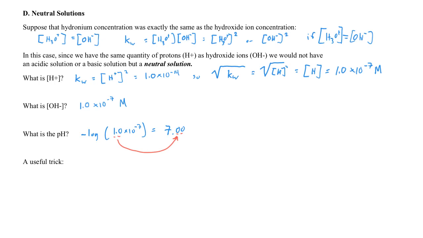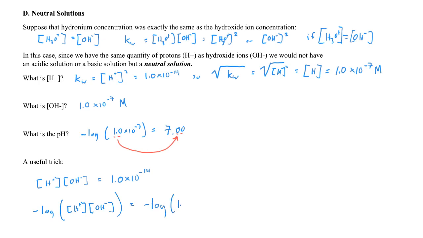So let's take a look at another useful trick for pH calculations. This one's based on the fact that we know that hydronium and hydroxide ion concentrations, when multiplied together, give us this 1.0 times 10 to the minus 14. A useful relationship comes out of this if we take the negative logarithms of both sides. So we take the negative log of the left, so that would be the negative log of H plus times OH minus, and then we also take the negative log of the right, which is the negative log of 1.0 times 10 to the minus 14.